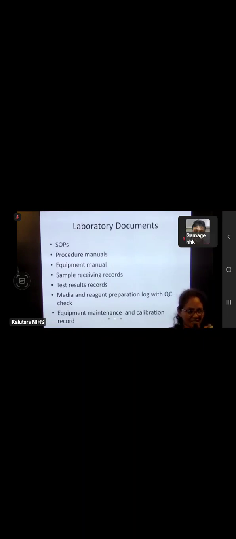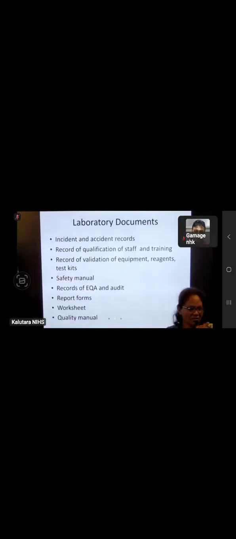Media and reagent preparation log with QC check. When you prepare media, after preparing, you do the quality control performance test and sterility test, and you have to have that in your record. Equipment maintenance and calibration record. You have to have these records once you do equipment maintenance and calibration. What are the other records or documents you are having in your hospital? Incident and accident records. When there is an accident, you have to record it in a book.